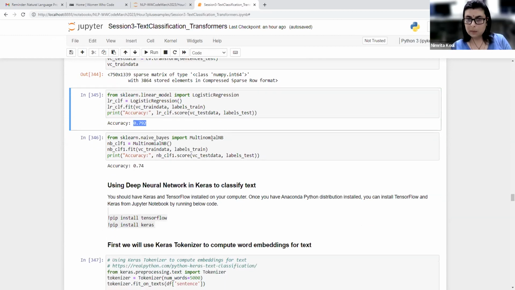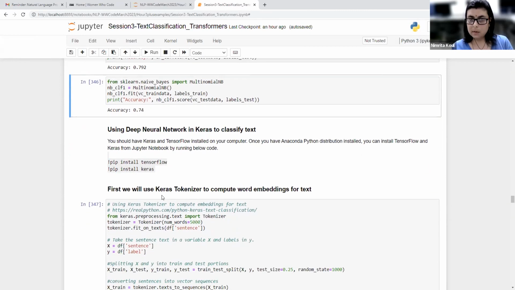This is multinomial naive Bayes. Naive Bayes is the probabilistic algorithm we use to make predictions based on the probability of occurrence of a word in a sentence. So we import, again from sklearn, multinomial NB, create its object, fit it on training data and the training labels, and then evaluate its performance on the test data and the test labels. So this is slightly lesser than logistic regression, and it's around 74%.